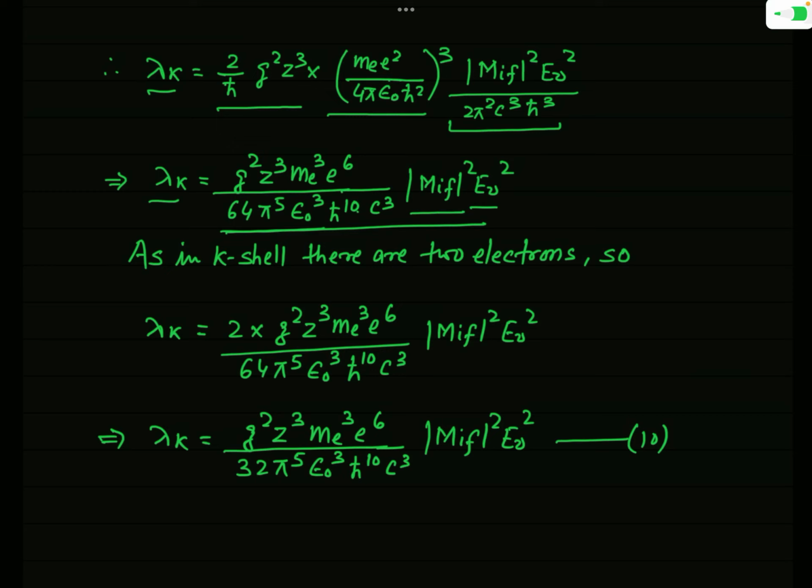But as you know, in a K shell there are actually 2 electrons, not only 1 electron. The K shell is filled with 2 electrons.